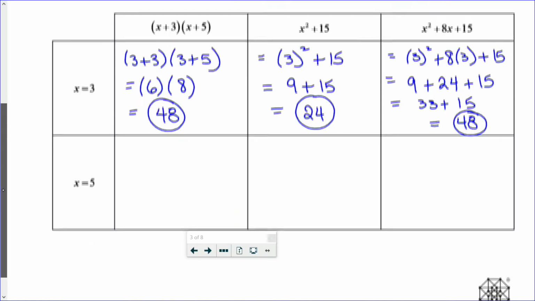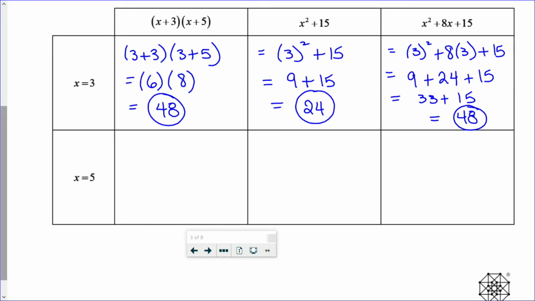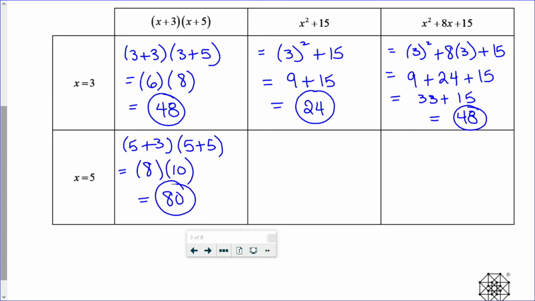All right, let's go through it. Let's see what we get. I'm going to bring this up a little bit so we have a little more room to play. I'm going to put in 5 plus 3 times 5 plus 5. 5 plus 3 is 8, 5 plus 5 is 10, and 8 times 10, last time I checked, was 80. Let's put 5 into this expression. We get 5 squared plus 15. 5 squared is 5 times 5, that's 25. 25 plus 15 is 40.